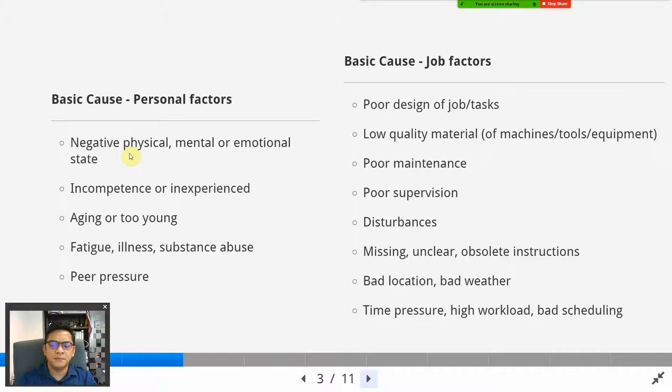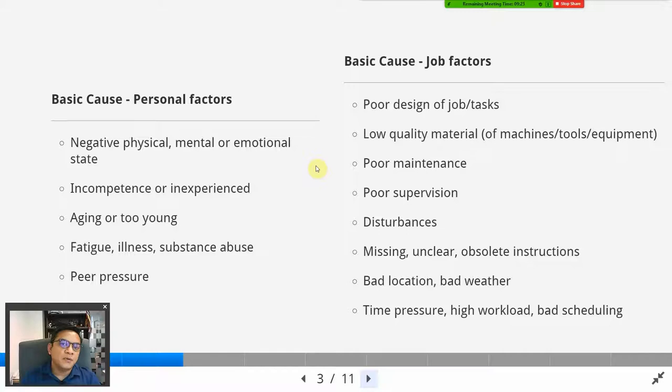It might be incompetence, or inexperience. Incompetence means to say the worker was not trained to do that job, but the bosses force him to do it because there is no one else. Inexperience, maybe it's because of unfamiliarity. Maybe somebody is used to job A, but suddenly he was taken to do job B that he was unfamiliar with. So inexperience might be contributing to the behavior.